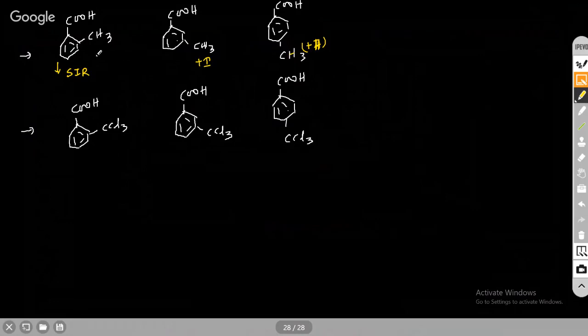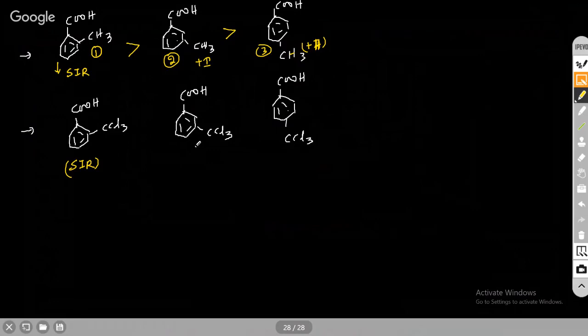So you see, this one is most acidic since it is ortho substituted. Plus H effect will decrease the acidity more than plus I. So this will be 2, and this will be the order of acidity. If you compare here, what effect is possible in the first one? SIR, steric inhibition of resonance.